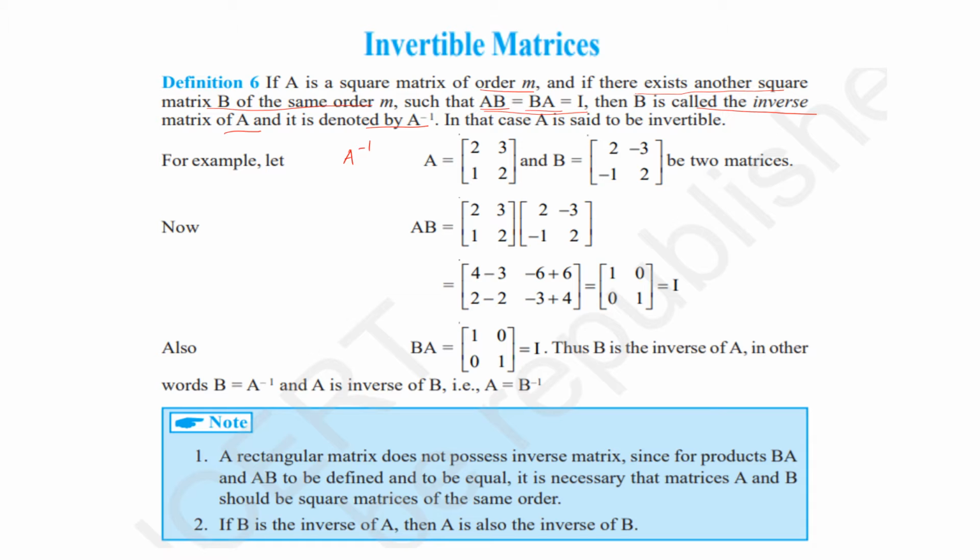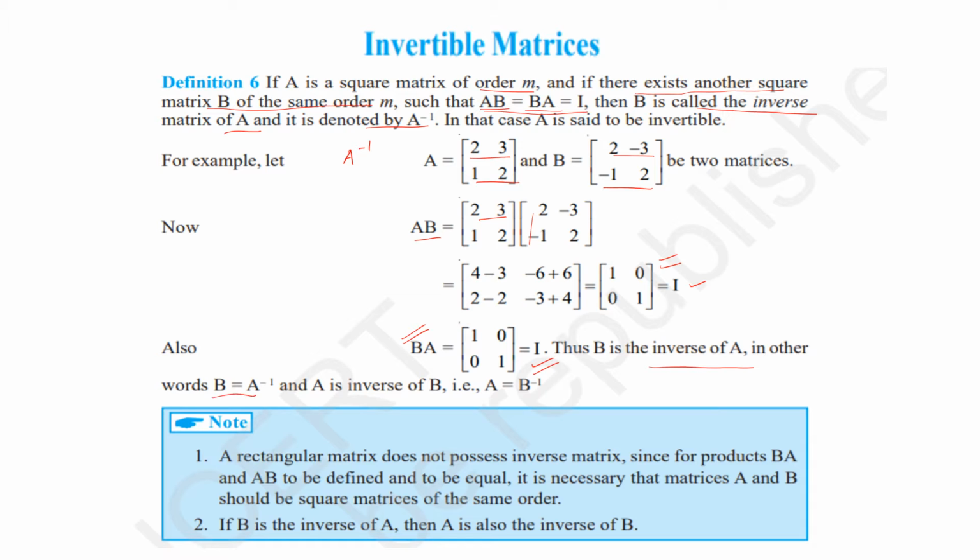For example, if A is a 2 cross 2 matrix we have taken here, this is the first row, this is the second one, and B is a matrix 2 minus 3 and minus 1 2. Both are 2 cross 2 matrices. So let us check out the product. The product AB here turns out to be I, I means the identity matrix. And similarly, BA also turns out to be the identity matrix, right? So in that case, B is called the inverse of A, right?